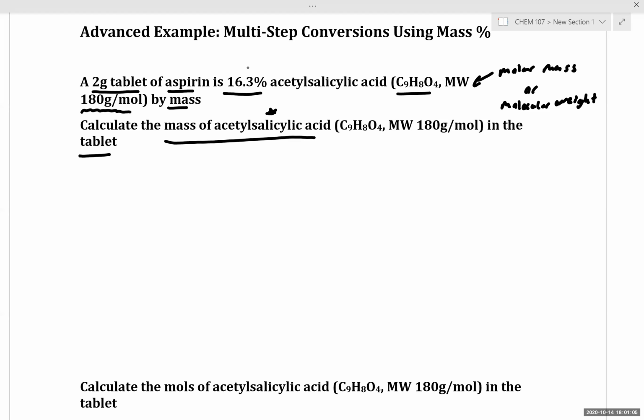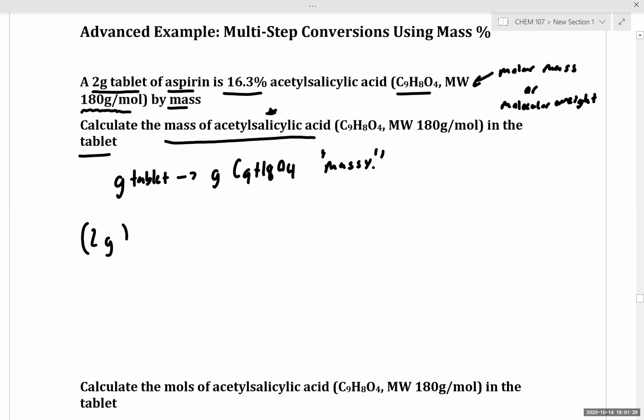Okay, so let's discuss this example. So in this case, we're given the mass of our tablet and we're asked to calculate the grams of acetylsalicylic acid, which has the following formula. So to go from the total mass to the mass of an element or compound, we're going to use the mass percentage.